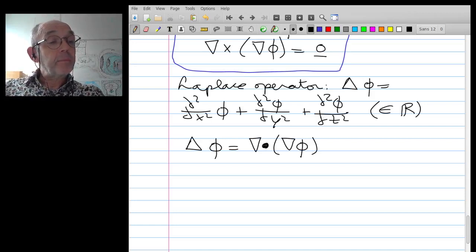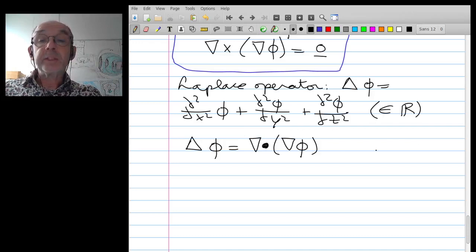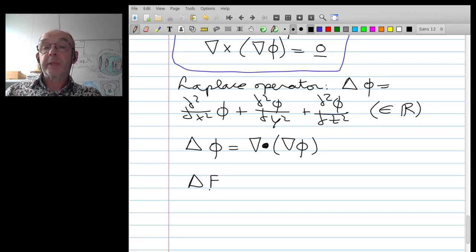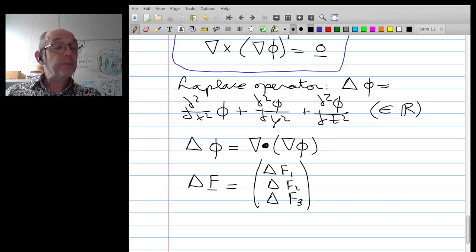So this is okay, and you can also do the Laplace operator working on a vector field, and then you are nothing else than using the Laplace operator on every component of your vector field. So you get the Laplace operator on the first component of your vector field, on the second component, and on the last component. So here you have the Laplace on a vector field. But that is a little bit difficult to write down.